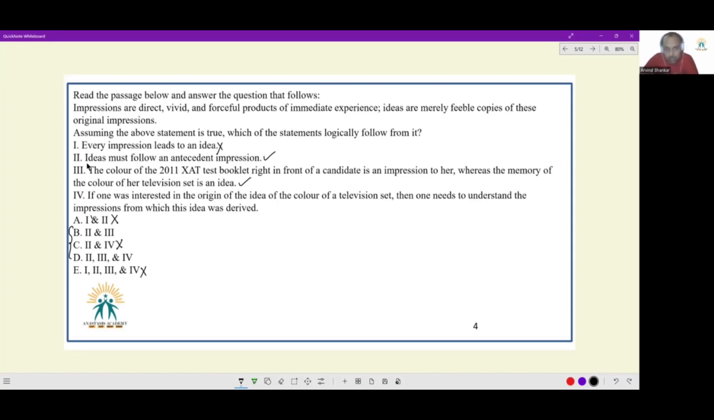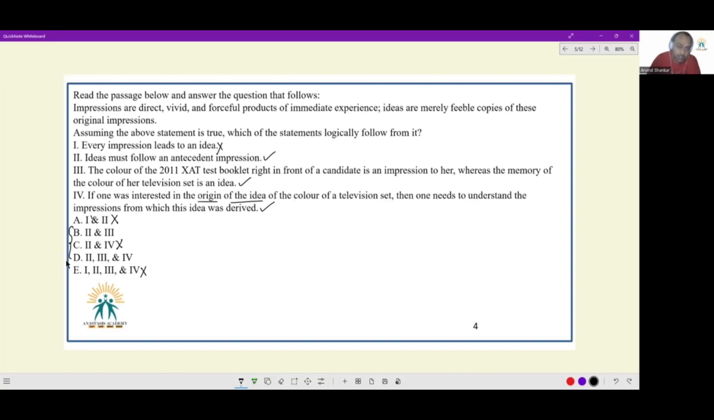Next, fourth statement. If one was interested in the origin of the idea of the color of a television set, then one needs to understand the impressions from which the idea was derived. We know that ideas are feeble copies of the original impressions. So if I want to understand the origin of the idea, I need to understand the impression from which the idea was derived. This is indeed valid.